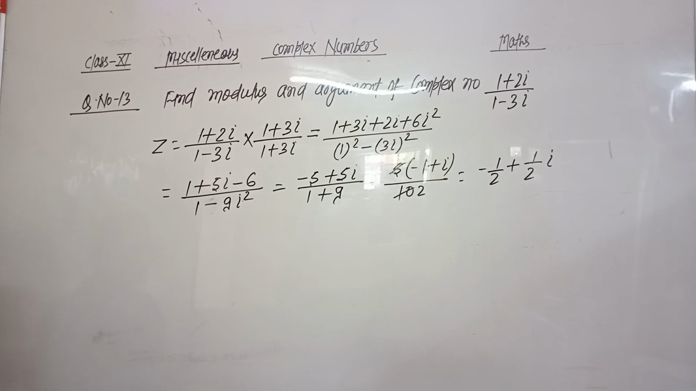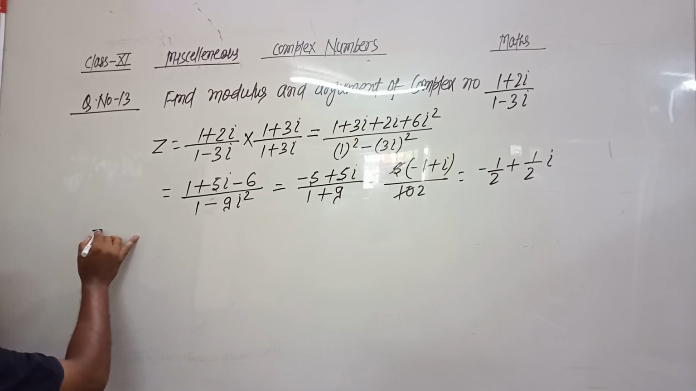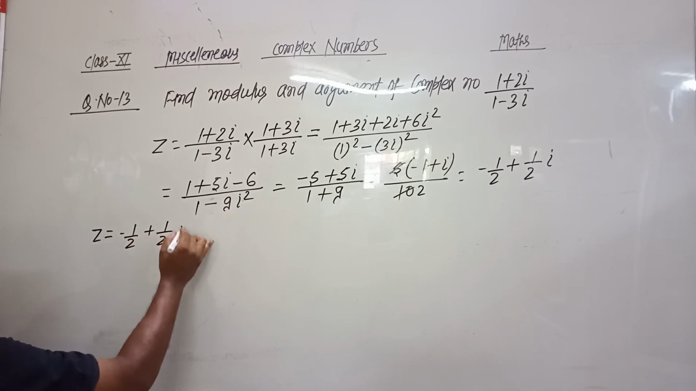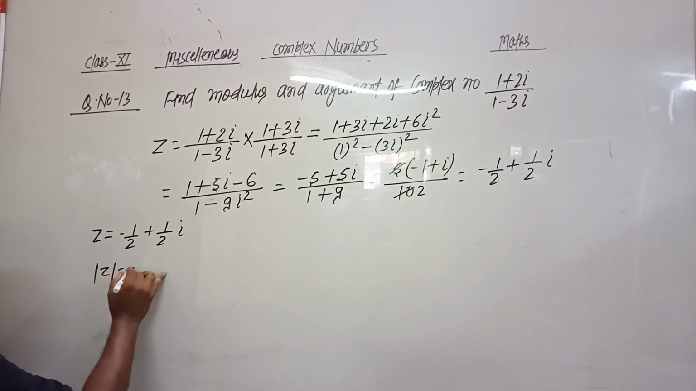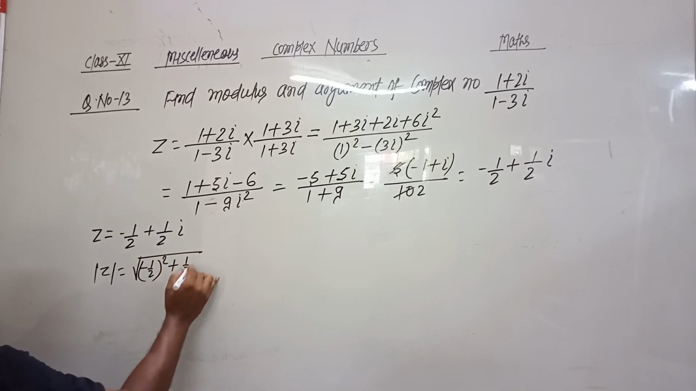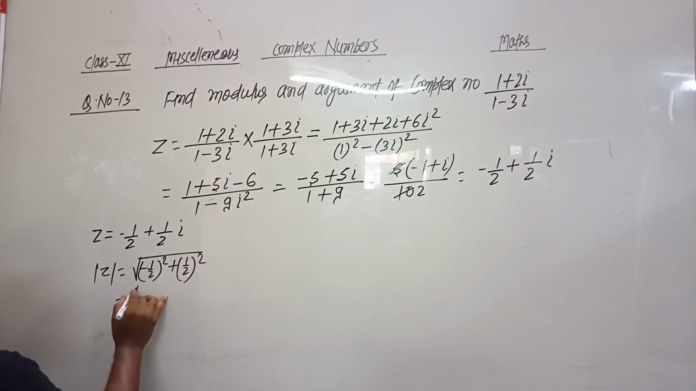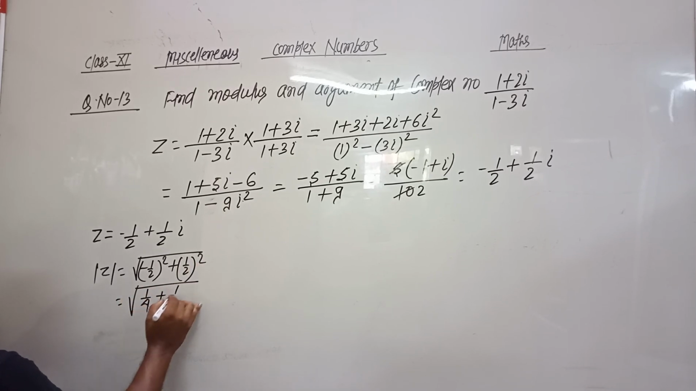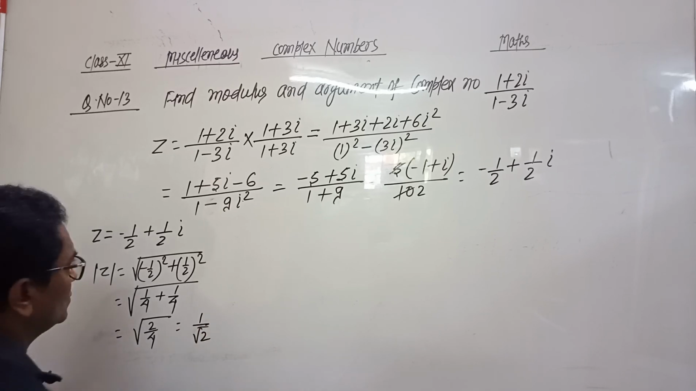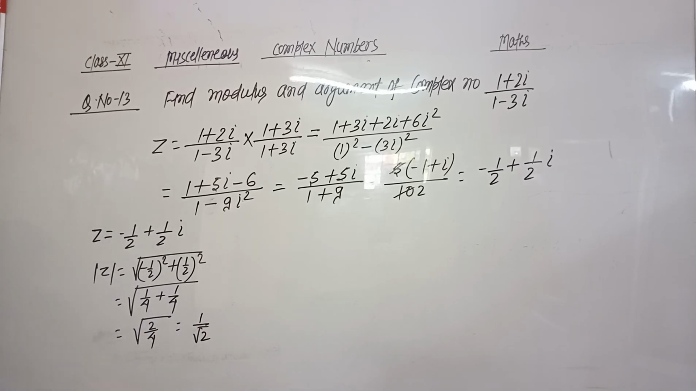Now we have to find its modulus and argument. So z comes to be minus 1 by 2 plus 1 by 2 iota, and mod of z is under root of minus 1 by 2 the whole square plus 1 by 2 the whole square, which is 1 by 4 plus 1 by 4. That is 2 by 4, and it gives 1 by root 2. So this is the modulus of z, 1 by root 2.